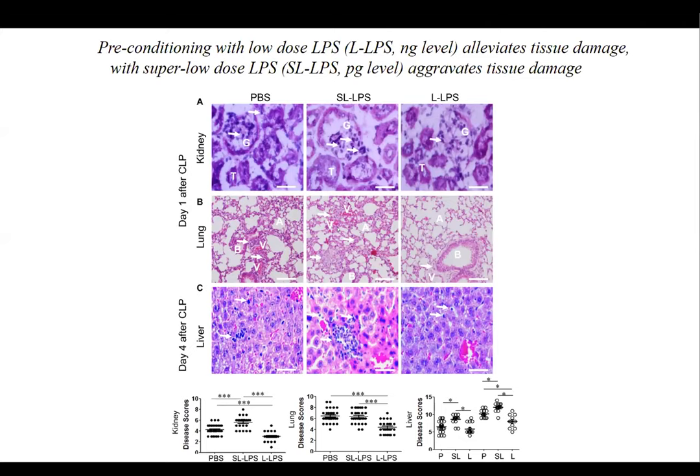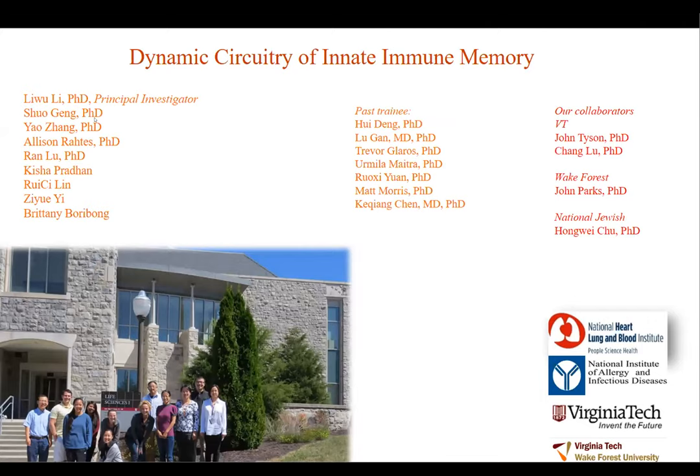So at the end, I'd like to appreciate all the people working in the lab. We have two research faculty members, Gong Shuo and Zhang Yao. They are involved in the atherosclerosis work, in the septic shock work, and cancer. We have Allison, a recent graduate student, and Kisa is involved in monocyte reprogramming. Richie is involved in neutrophils, and Ziyue is involved in the computational dynamics in the single cell sequencing analysis. And with that, I'll take some questions.